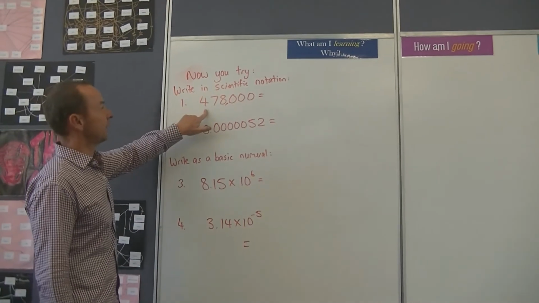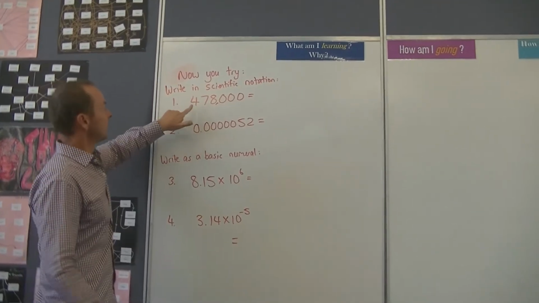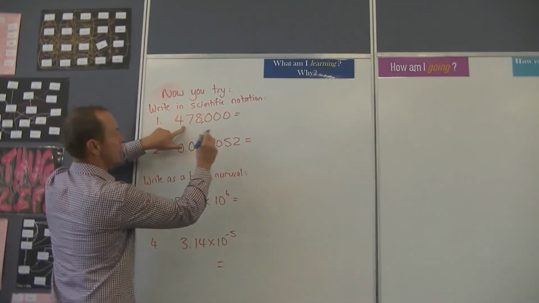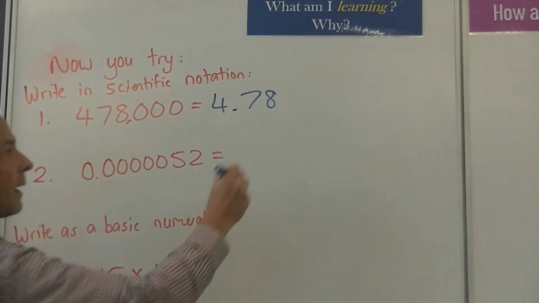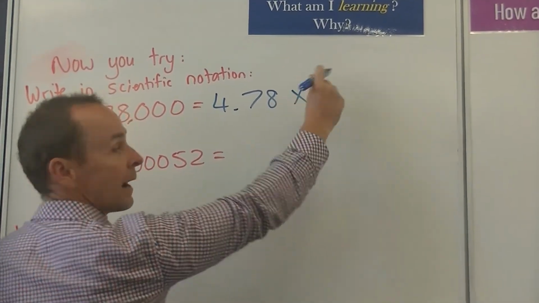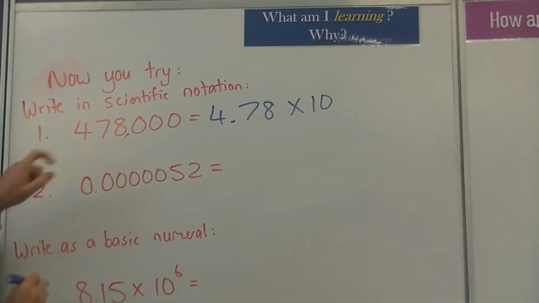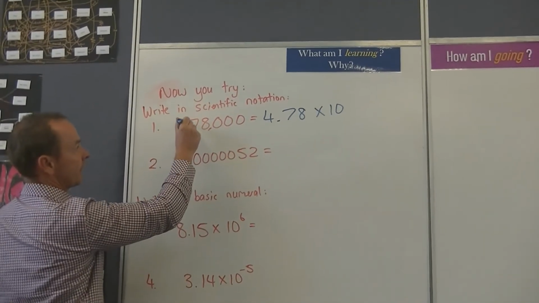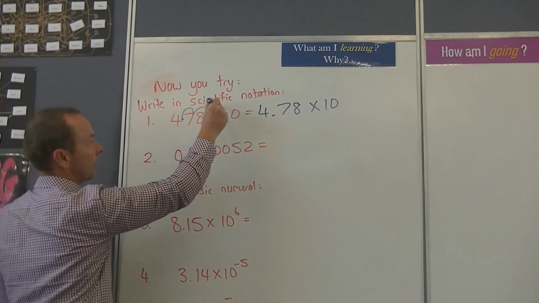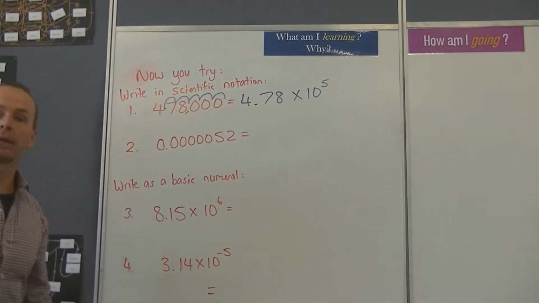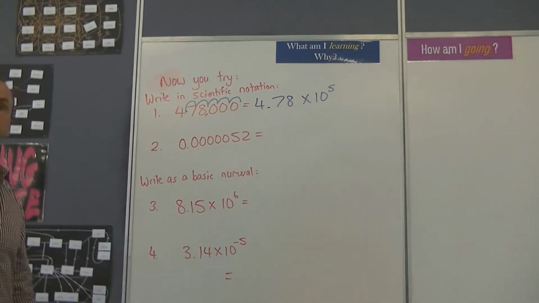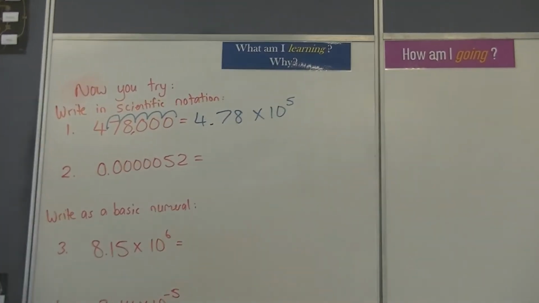So write this one in scientific notation. Remember the decimal point goes after the first digit, so it's 4.78. Because it's a big number, we know that it's times by 10 to the power of something, a positive number. And mess this number up if you want, I don't care. 1, 2, 3, 4, 5. We jump 5 spots to the right, so you put a 5 there. Good job. Give yourself a tick or a cross, hopefully a tick.